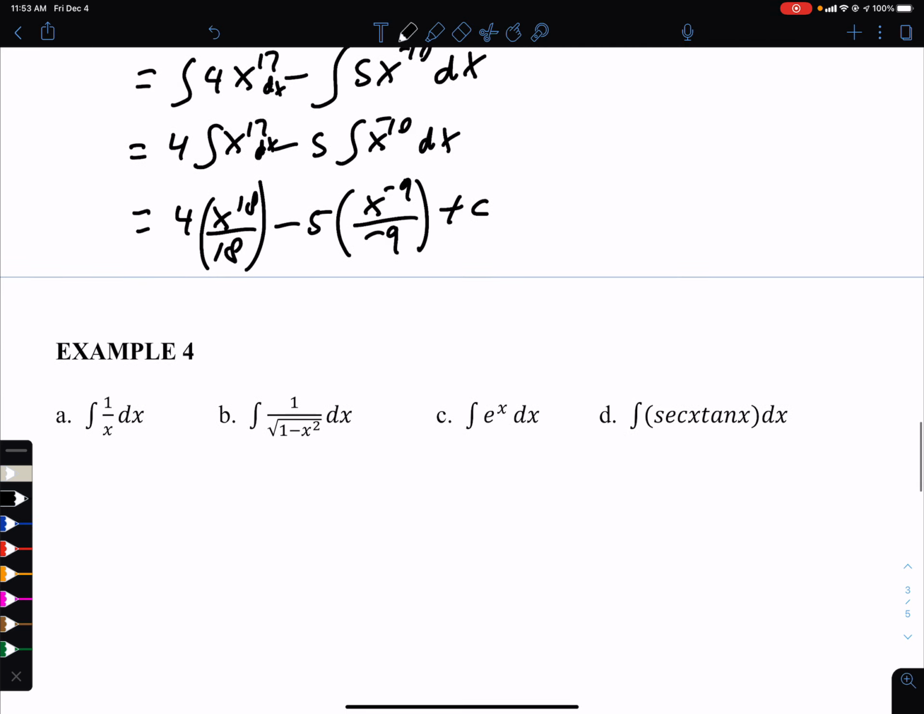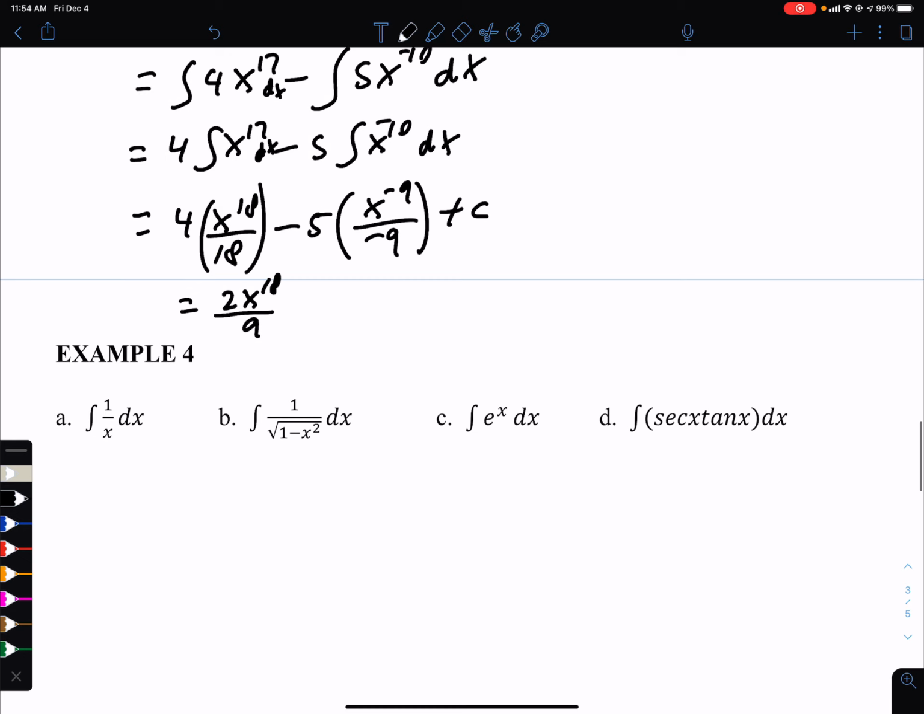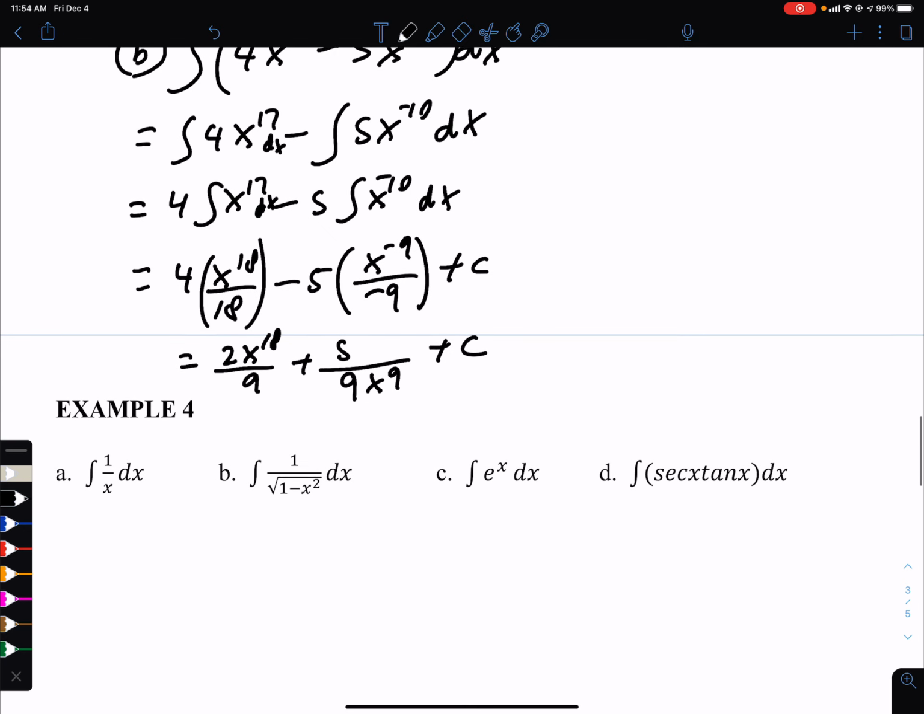And to simplify that further, this will be 2x to the 18th over 9. I just divided both these by 2. And then I have these two negatives are going to make a plus. So it's plus 5 over 9. And the negative moves that to the bottom. And plus c. So that's my antiderivative for B.